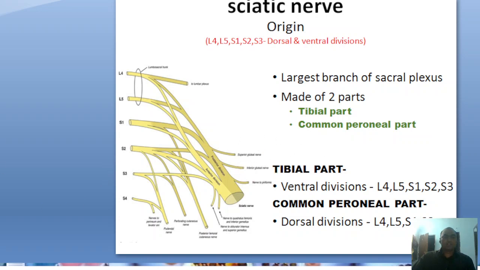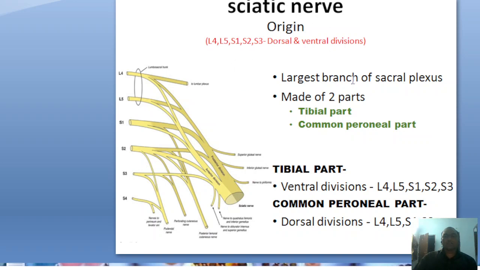So these are the muscles completing, and let us move on with the sciatic nerve. The sciatic nerve is the nerve of the back of the thigh, so it is the chief nerve. It originates from the dorsal and ventral divisions of L4, 5, S1, S2, S3. This is the root value, and this is the most important nerve present on the back of the thigh.